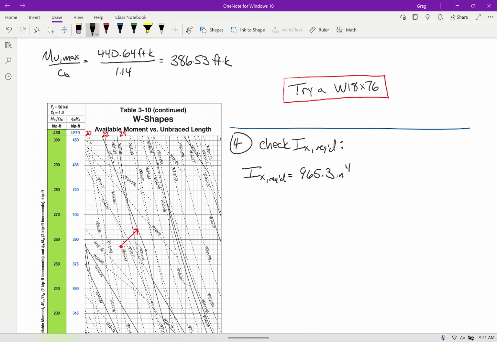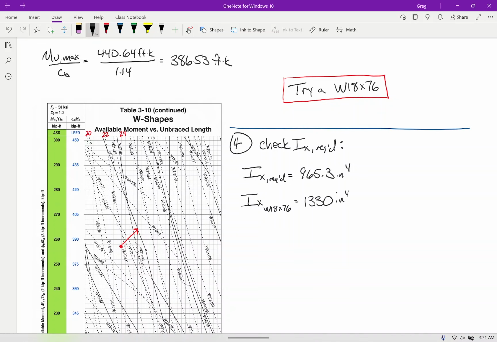Okay, so help me out. What is IX for a W18 by 76? 1330. Okay. So is the W18 by 76 at least a viable candidate right now? Yes. Yeah, it is, right? The deflection requirement isn't really an issue. Okay.